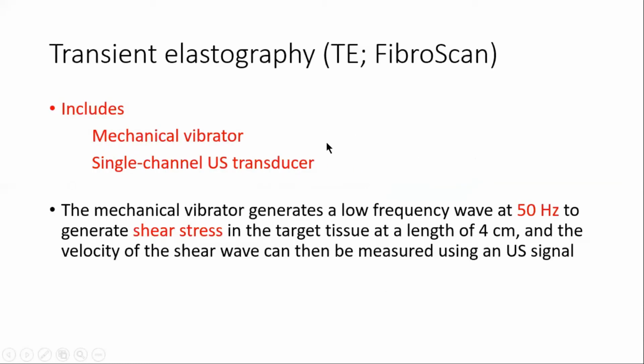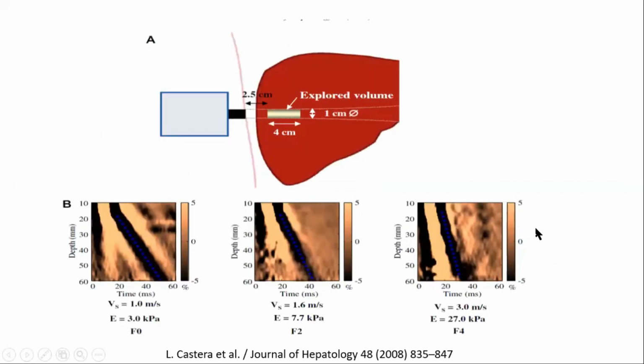Now, transient elastography includes a mechanical vibrator and a single channel ultrasonic transducer. The mechanical vibrator generates a low frequency wave of 50 Hz to generate a shear stress in the target tissue at a length of 4 cm, and the velocity of the shear wave can then be measured using an ultrasonic signal. Here is an example showing the procedure. This is the transducer, and this is a 4 cm by 1 cm cylinder-shaped area where the measurement is taken, and this shows the 3 results here.